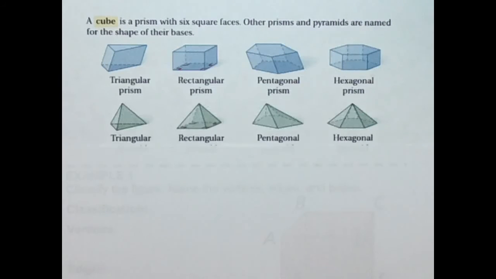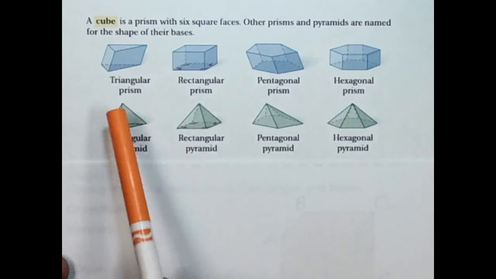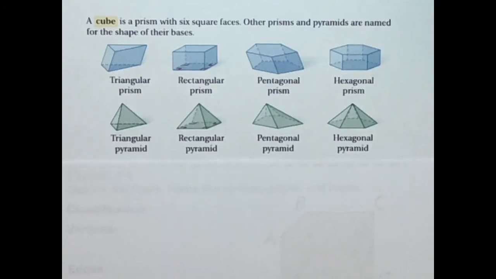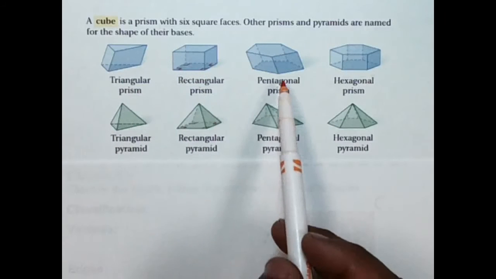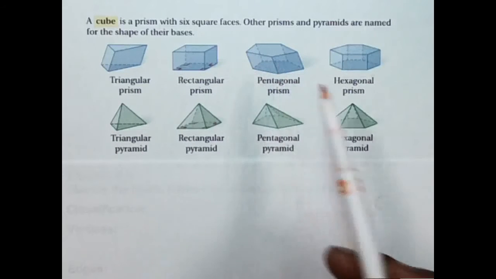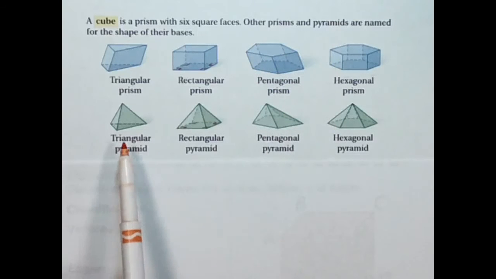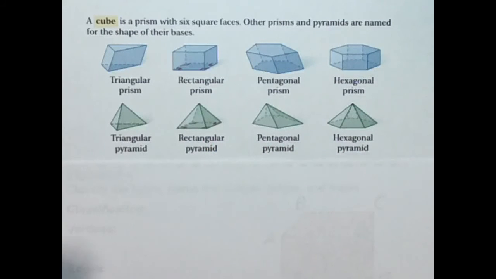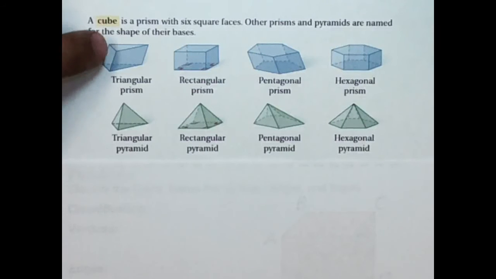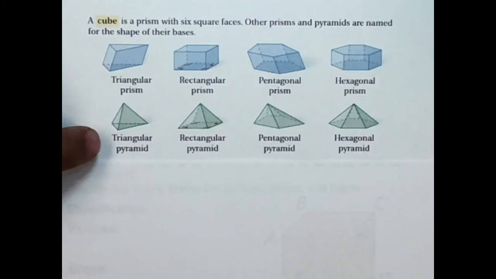Other prisms and pyramids are named for the shape of their bases. So if we look at these here, this is a triangular prism because the base is a triangle, a rectangular prism because the base is a rectangle, a pentagonal prism because the base is a pentagon, etc. The same kind of base, but these are pyramids. So you can compare these two and see the differences. In prisms, I have two parallel bases. On a pyramid, I just have one base, and all the faces meet at a vertex.